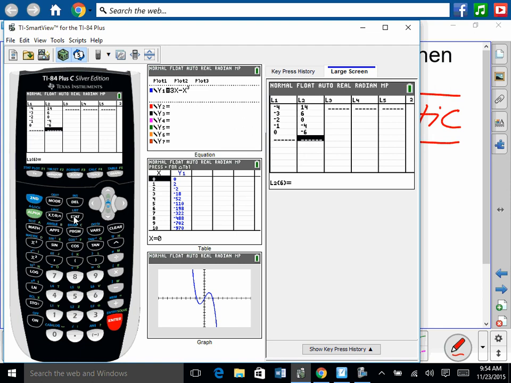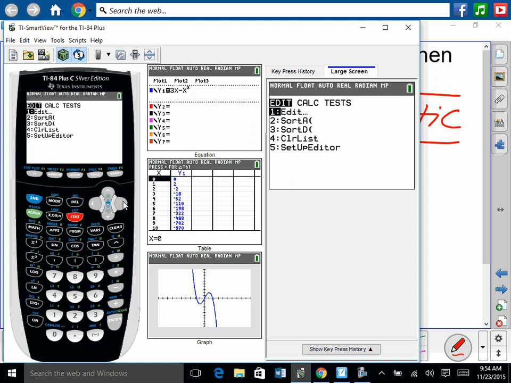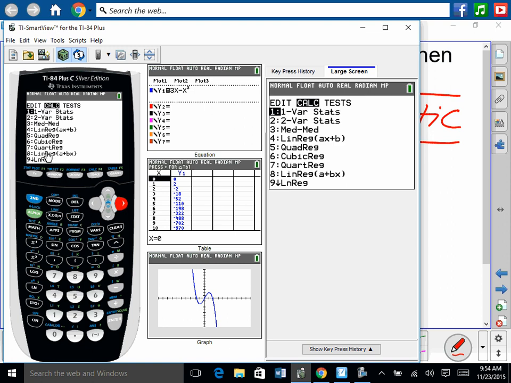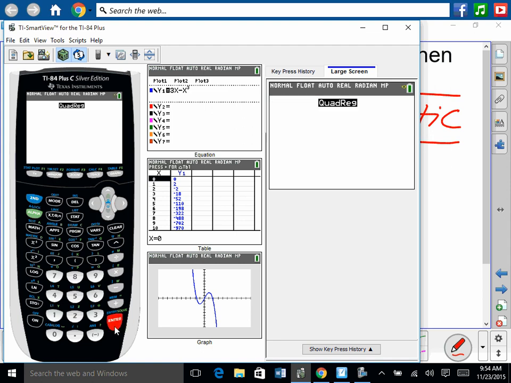Then you hit the stat key again, and then over to calculate. Now because it was quadratic, we've got to go down to quadratic. If it was cubic, we would have gone down to cubic. If it was quartic, degree 4, we'd go down to quartic. So I'm going down to quadratic. I hit enter again, enter through.